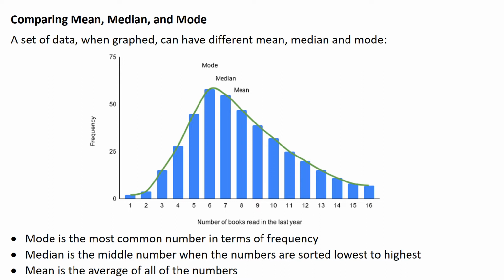It looks like we had about maybe 60 students that read six or more books each. So the most common class is six, because that's the highest mode. This right here, this is the highest one right here.